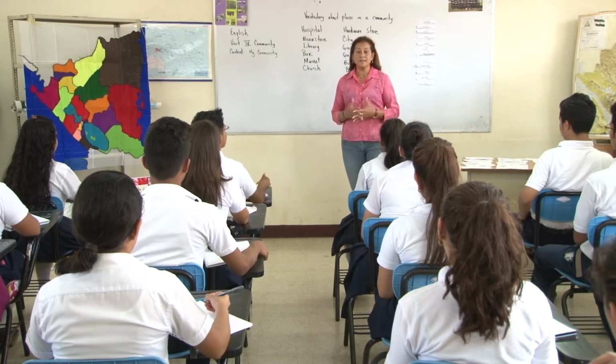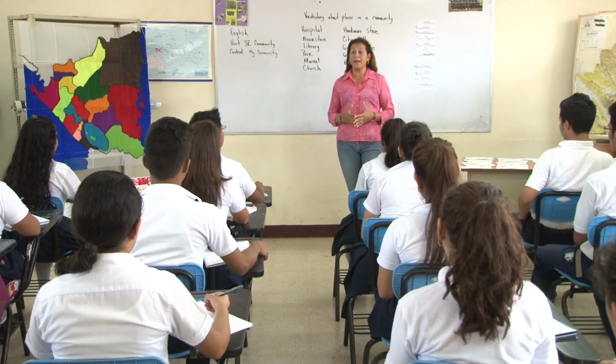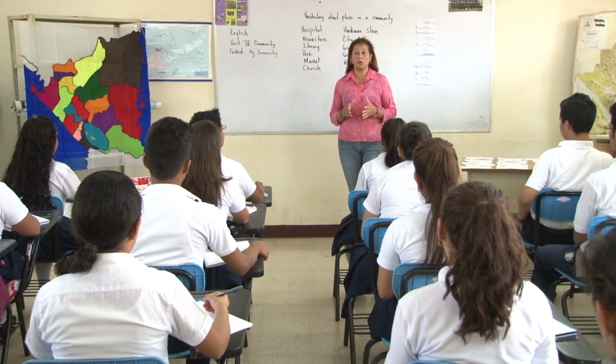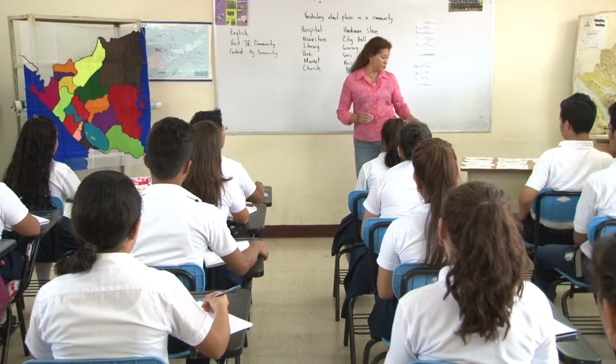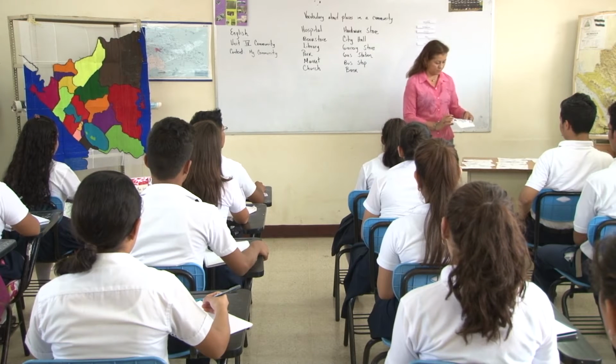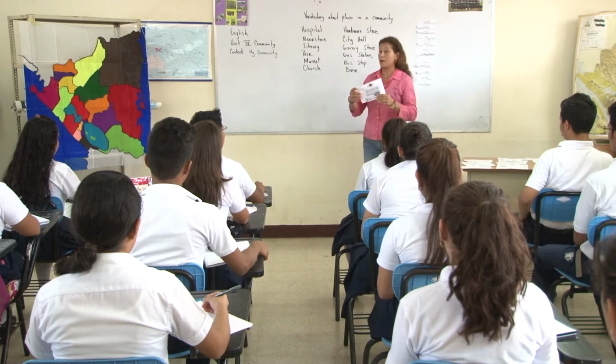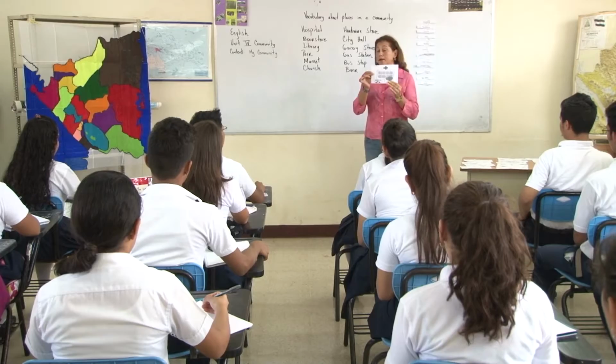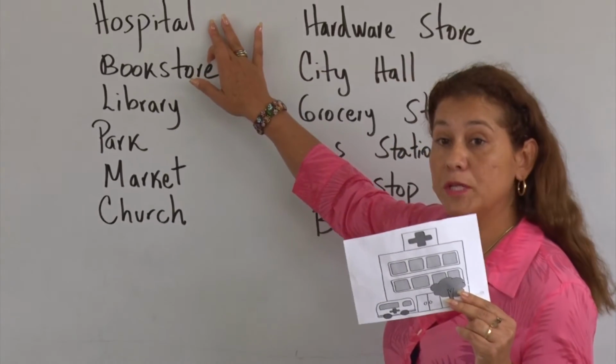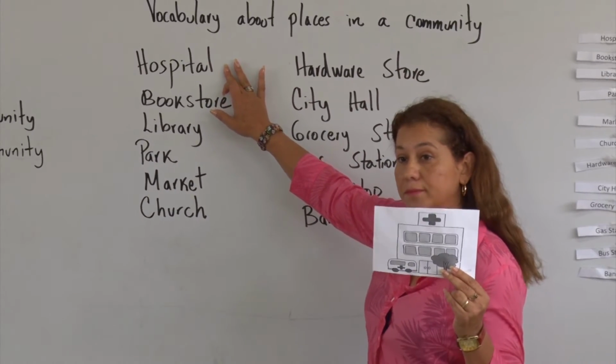A community is an area where people live. There are a lot of public places in a community. For example, hospital. Hospital. Repeat, please. Hospital.